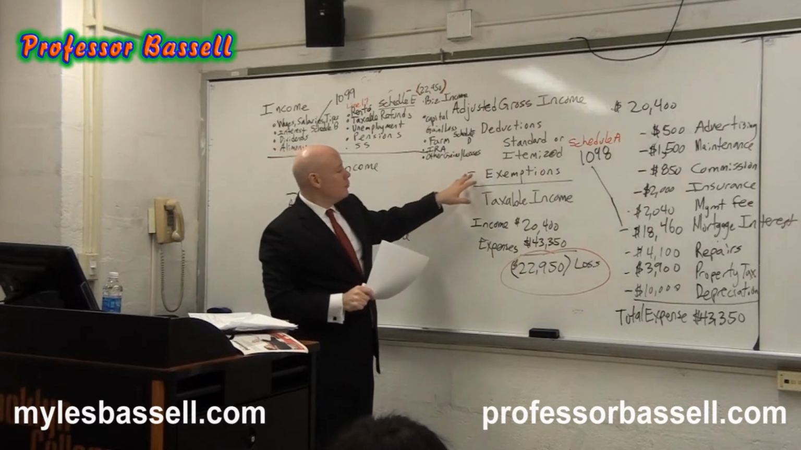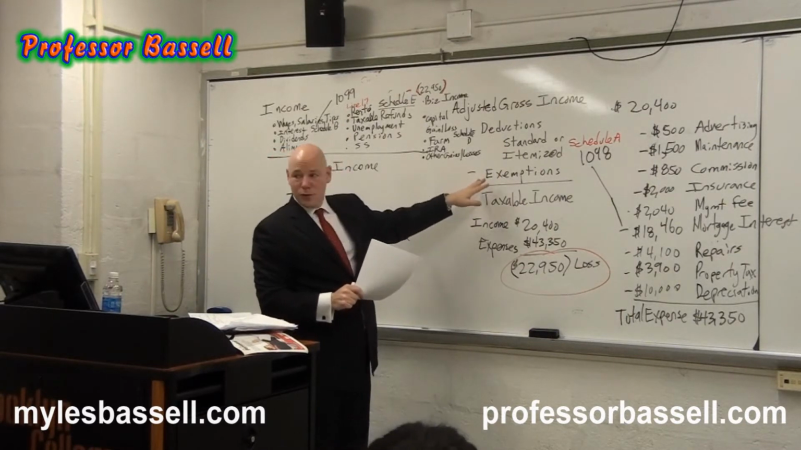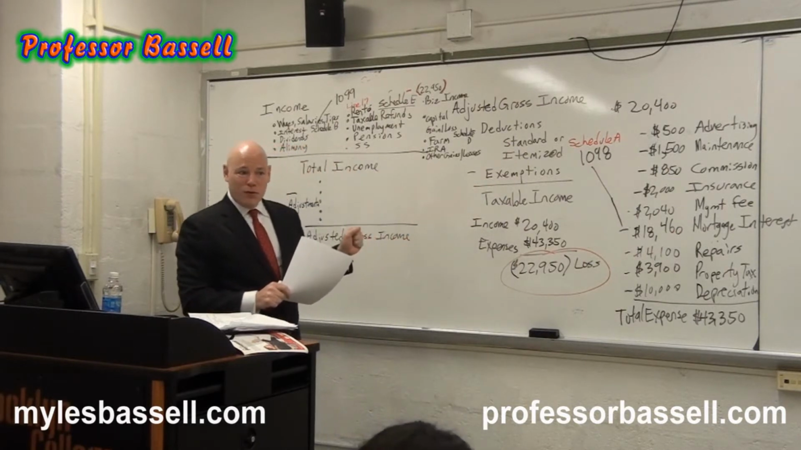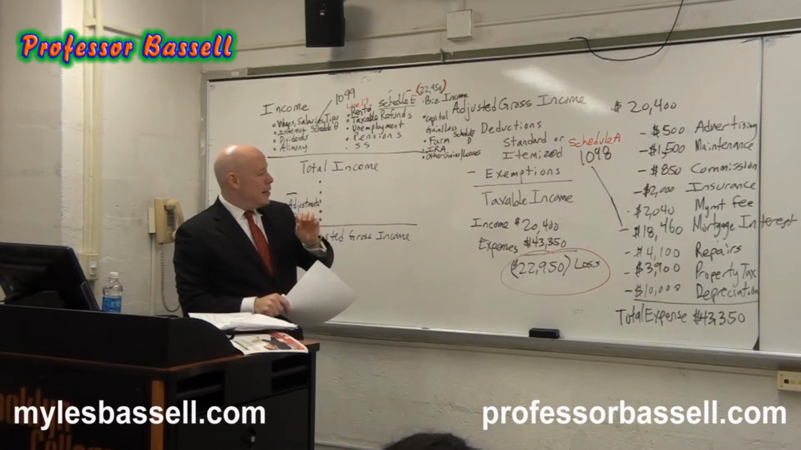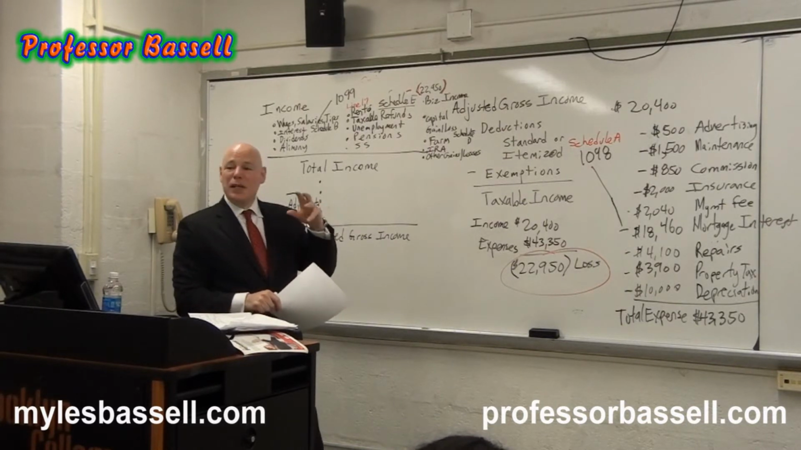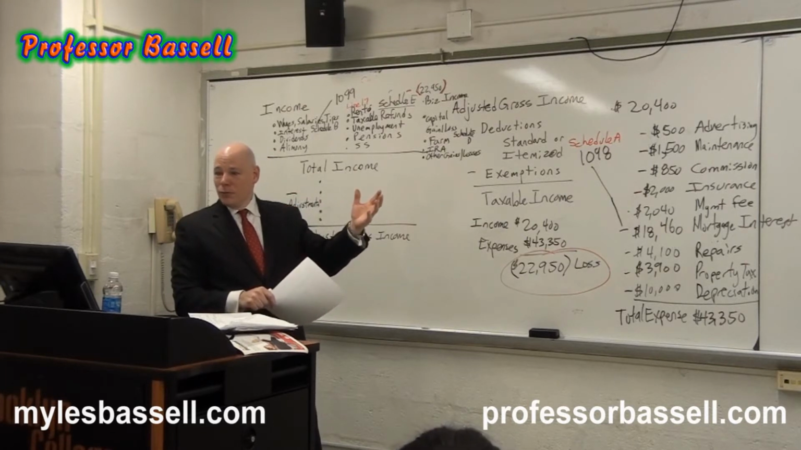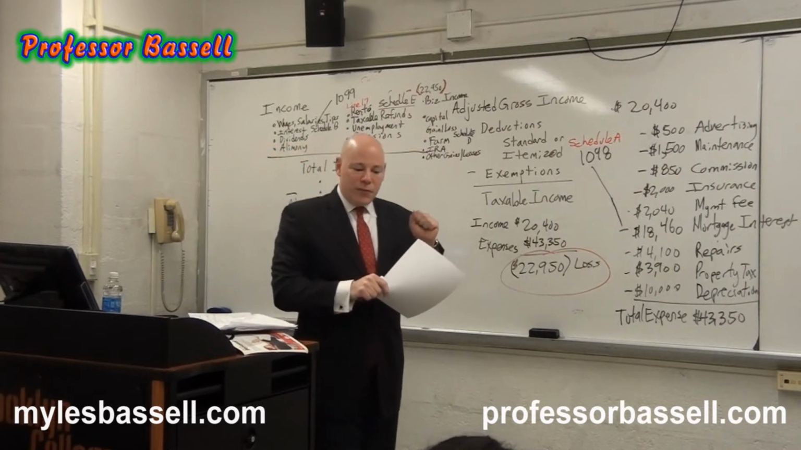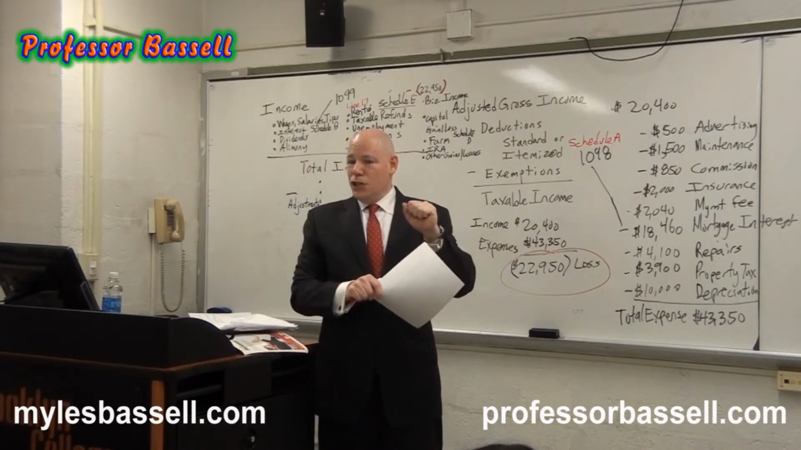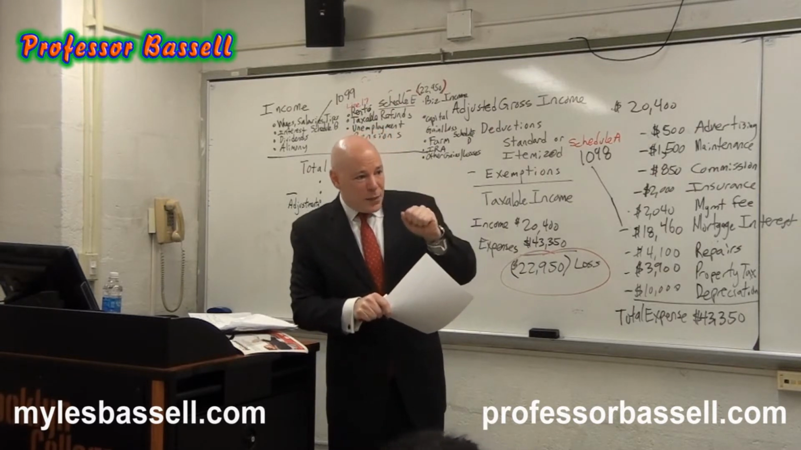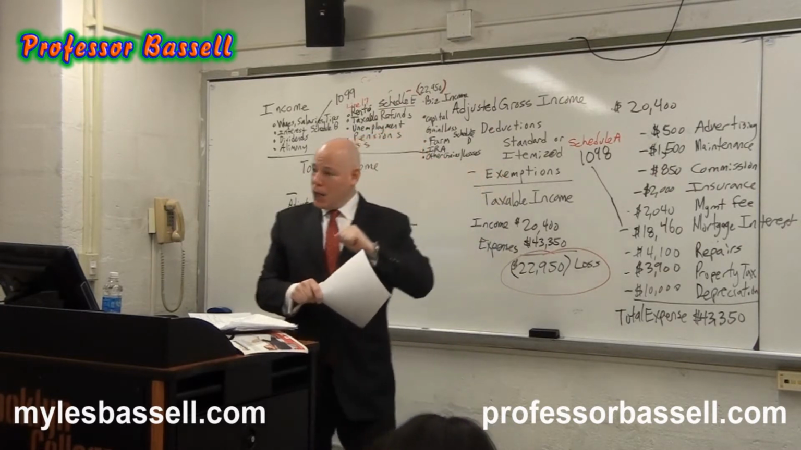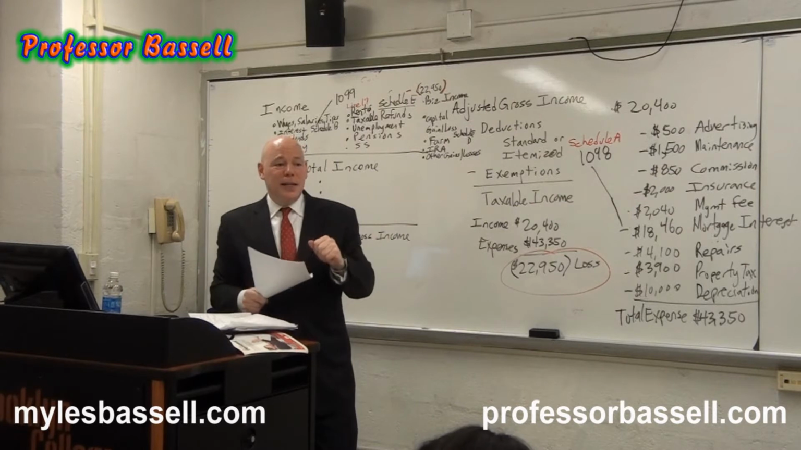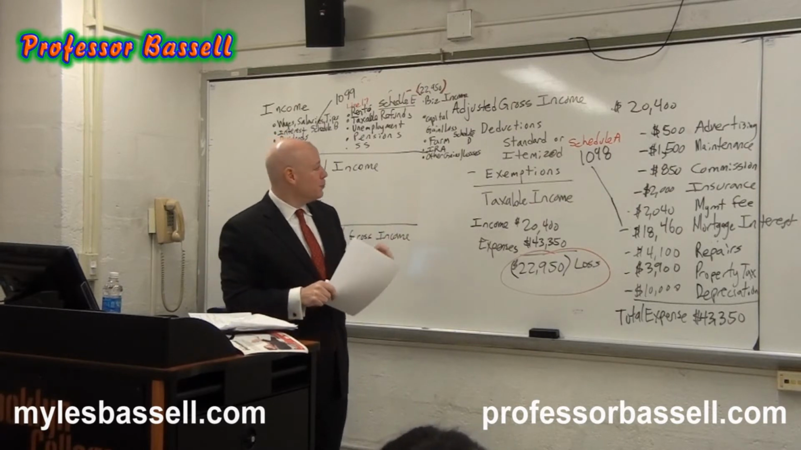Then we could also subtract our exemptions. So if we have dependents, one of the things that we're going to talk about is what does it mean to be a qualifying child? So who could be a dependent? There's some criteria in the Internal Revenue Code about what it means for a person to be your qualifying child or your qualifying relative, and to be your dependent so that you could claim them on your return.